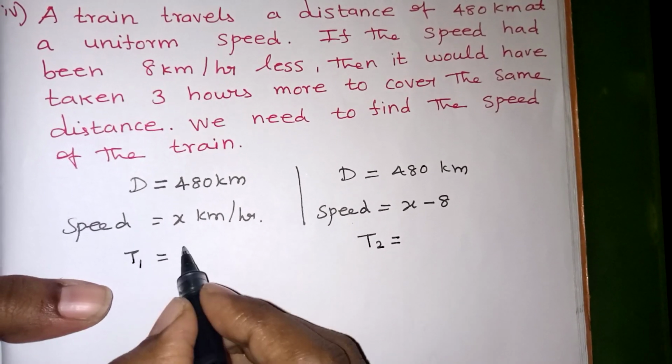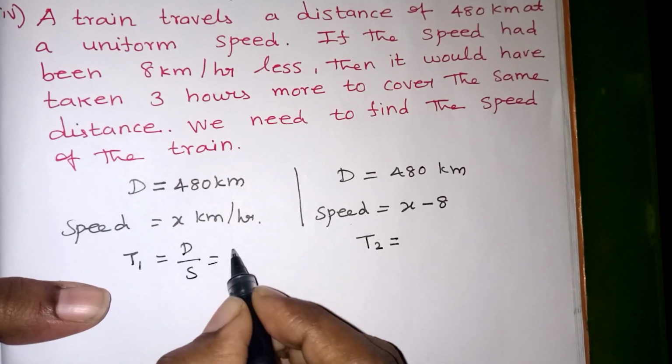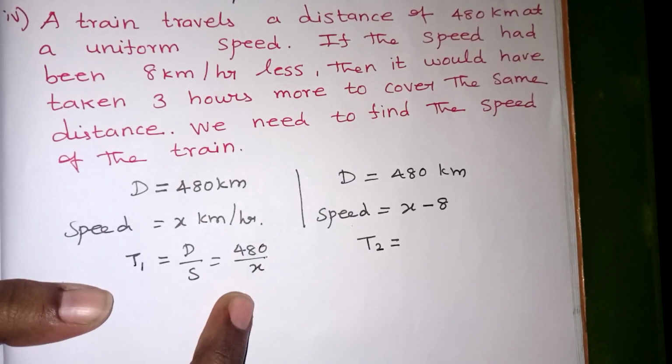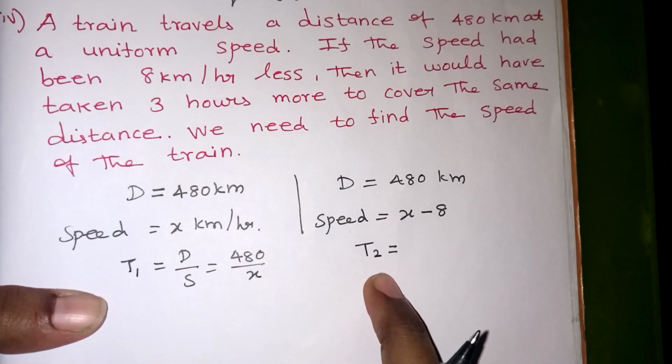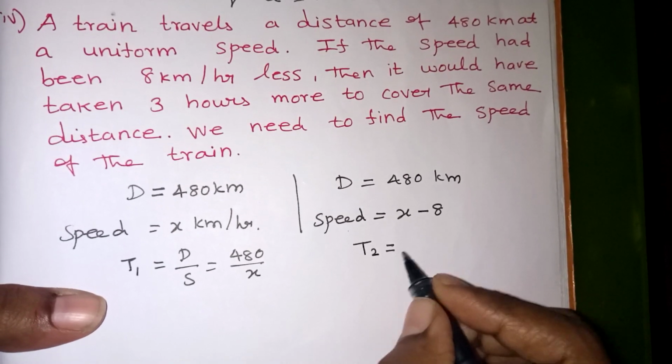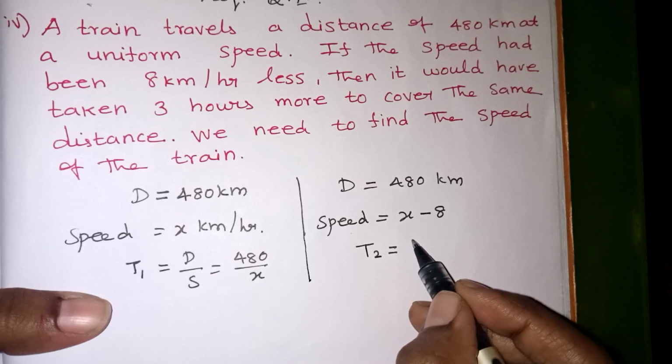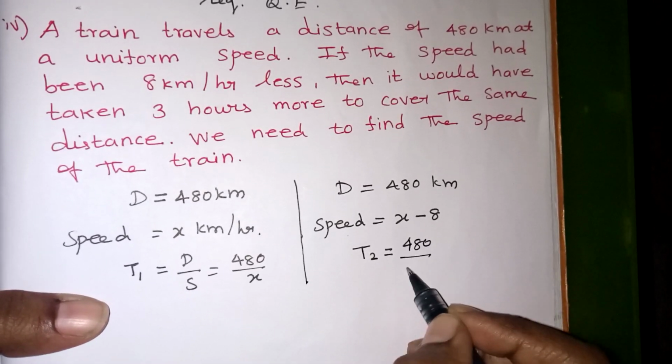So time t is equal to distance by speed. This will be 480 by x. This is the usual speed. This is the usual time taken by the train. Here time 2 is going to represent the time when the speed is less. What will be the time? We are going to find it here. Again, distance by speed. So 480 by x minus 8.